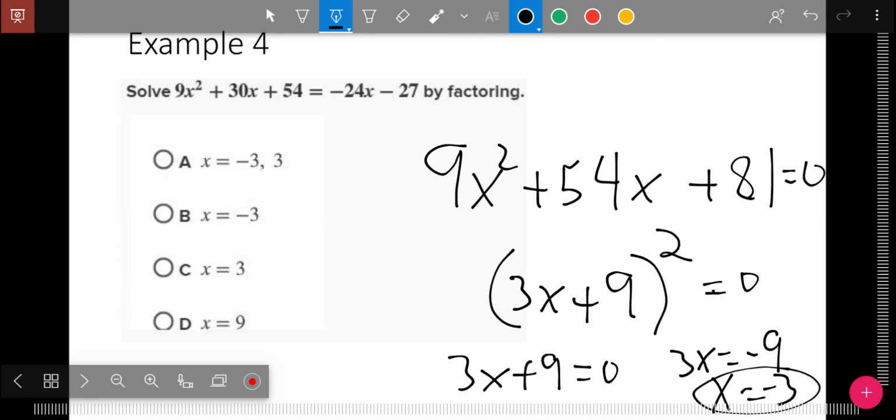Now, it's really happening twice because of the squared. All right, so that's something we're going to get to later called multiplicity. It's negative 3 with a multiplicity of 2. But for right now, just know that negative 3 is the answer.